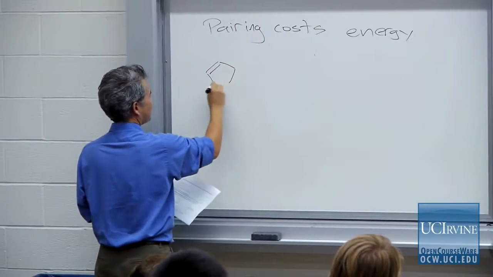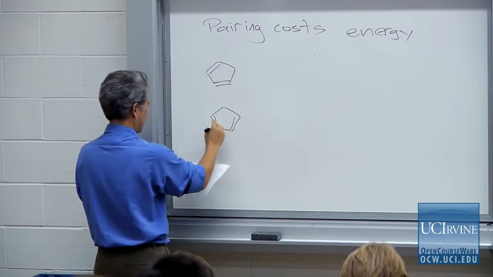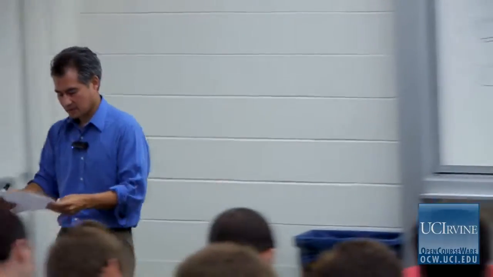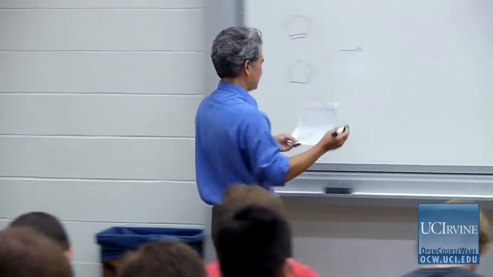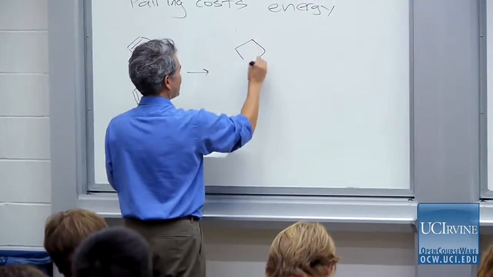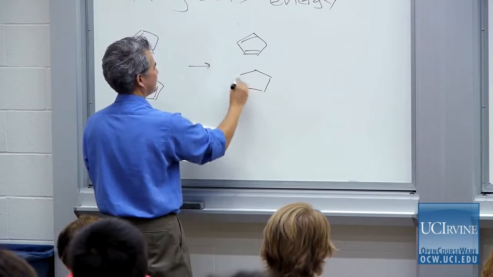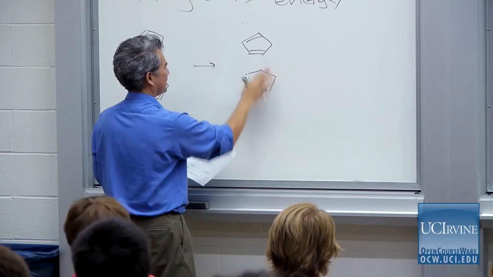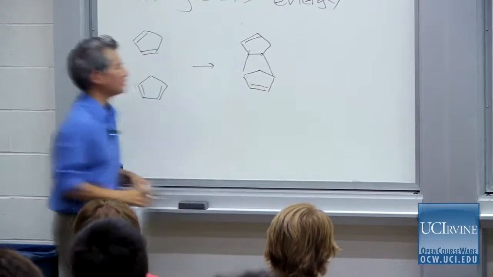There's a very famous calculation that was published by Bill Jencks, a famous physical organic chemist. And he just took some numbers and a piece of paper and sat down and did some rough calculations. And what he was able to demonstrate got him one of the most highly cited papers in the Proceedings of the National Academy of Sciences. I intended to draw the Diels-Alder product here. So this is a 4 plus 2 cycloaddition reaction.